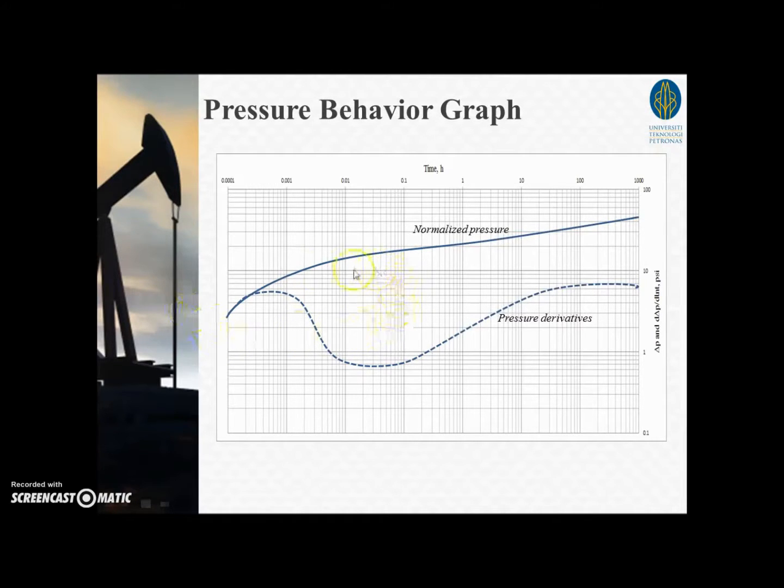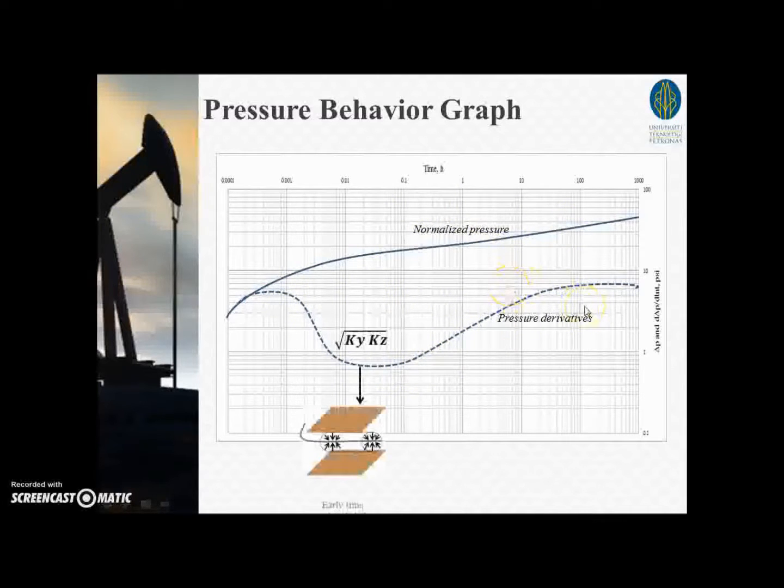As you can see here, the solid line represents the normalized pressure graph and the dotted line represents the pressure derivative graph. For the first section of this graph, it represents the early time pseudo-radial flow, and the effective permeability yields square root of Ky Kz. For the second section, it represents the intermediate time linear flow. Since the slope is half on the pressure derivative graph, it gives the effective permeability of Ky.